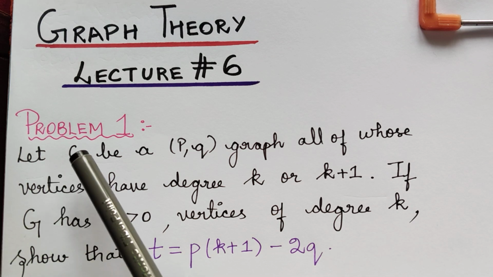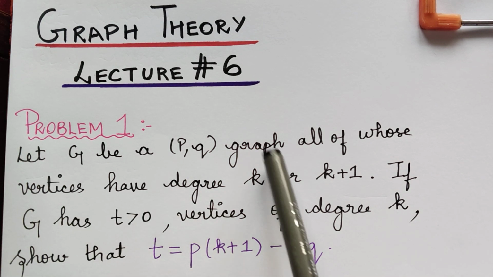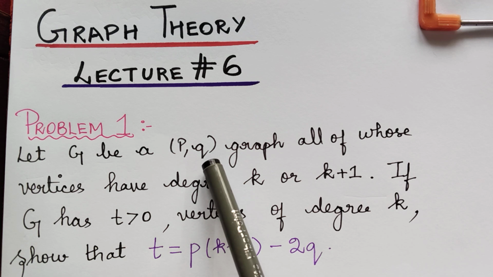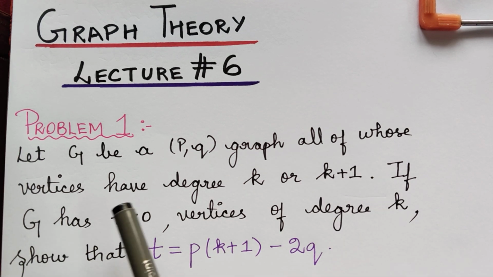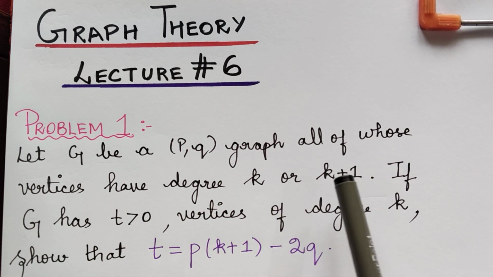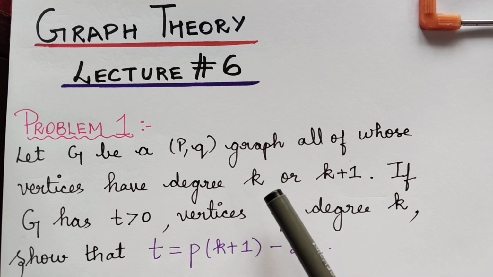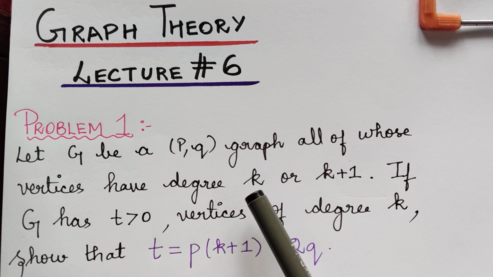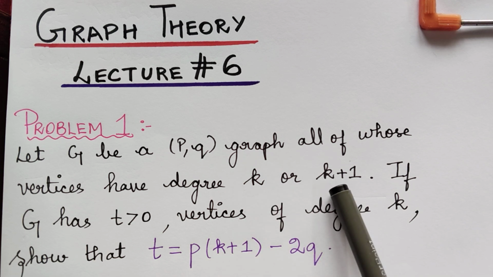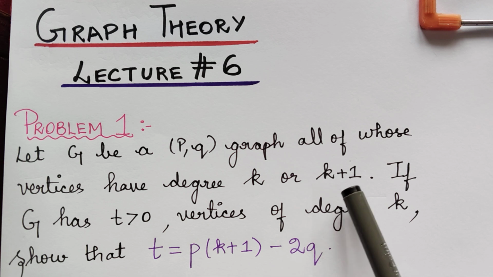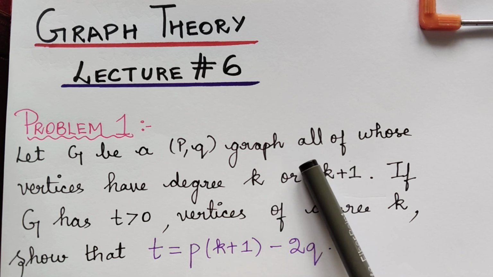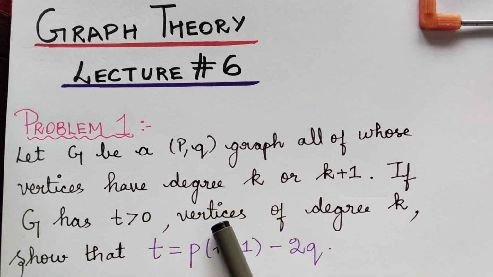The question is, let G be a (p, q) graph, which means G has p vertices and q edges, all of whose vertices have degree k or k plus 1. For example, if a few degrees are 2, the other degrees will be 3, not more than that. If G has t vertices of degree k, then we have to show that t is equal to p multiplied with (k plus 1) minus 2q.